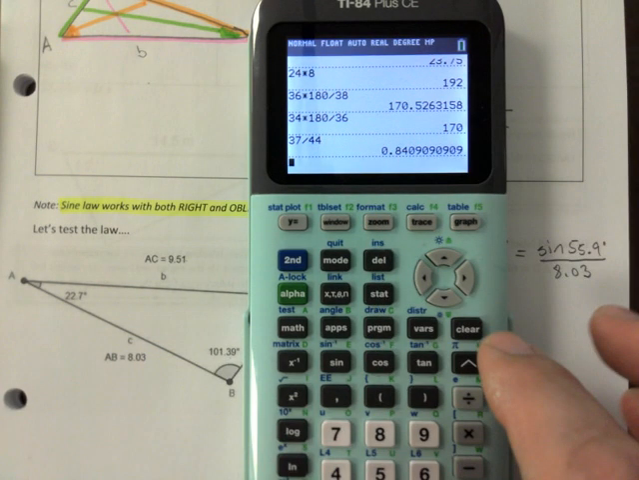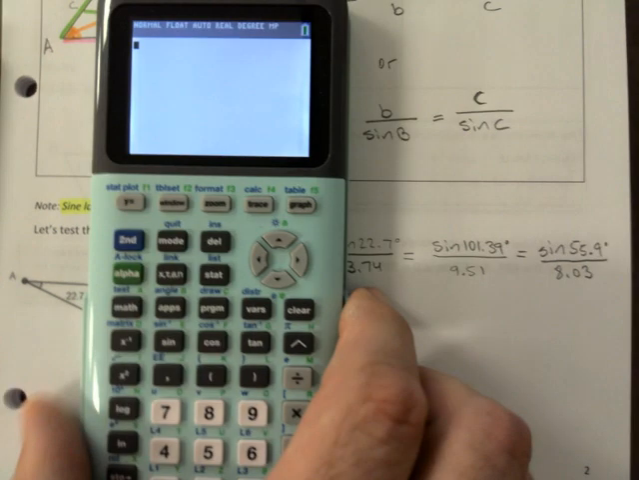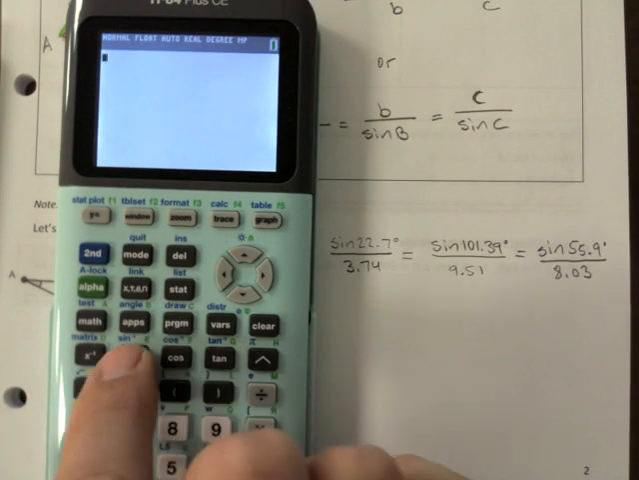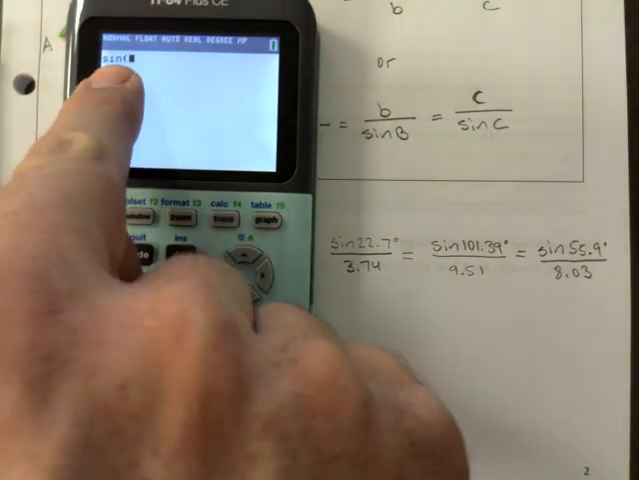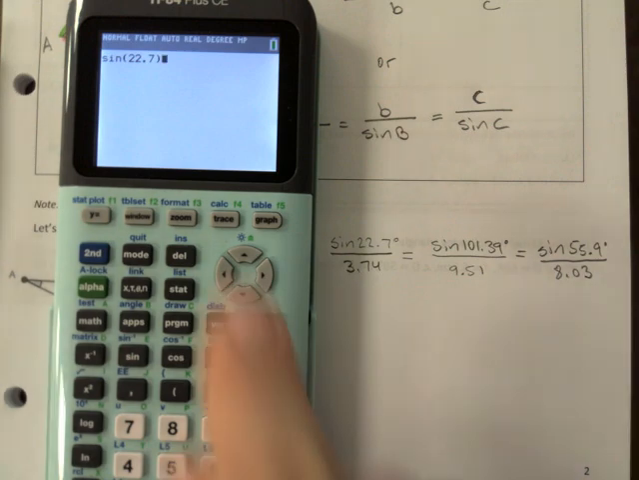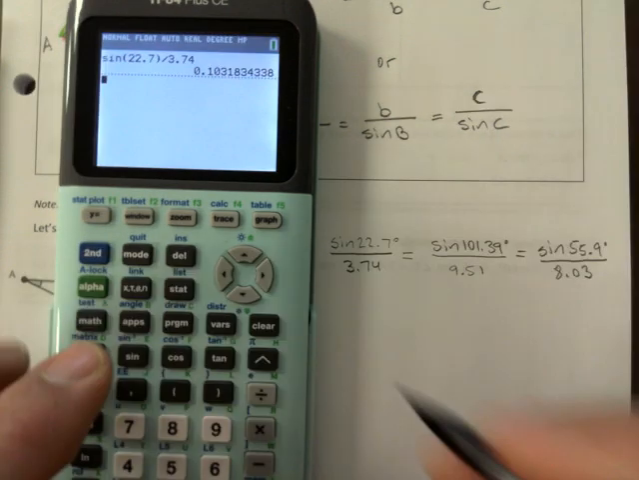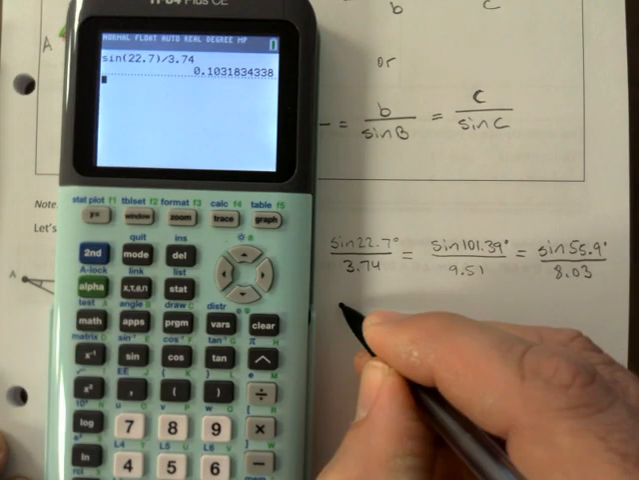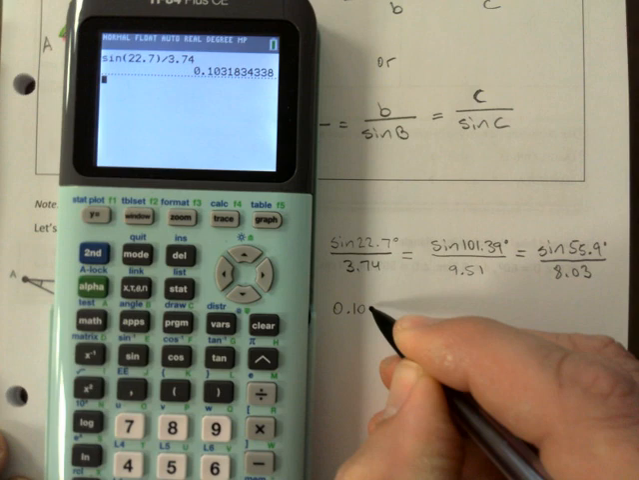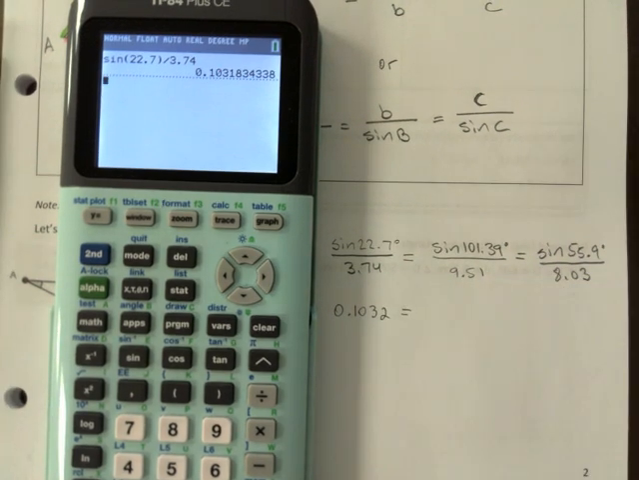So let's clear our screen. So I basically press sine, and right away a bracket opens. You need to be aware of that. 22.7, close brackets, or else it will confuse. It will take whatever follows and add it to that. You don't want that. 22.7 divided by 3.74. Boom. And write down 0.1032, right? Four decimals, and do that for all the other ones. See what you get. I'll just update my attendance real quick. The same for all of them.